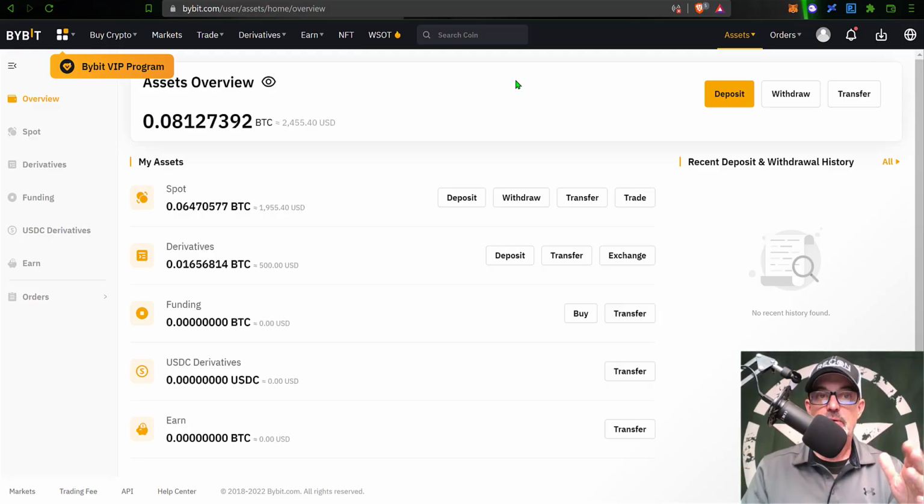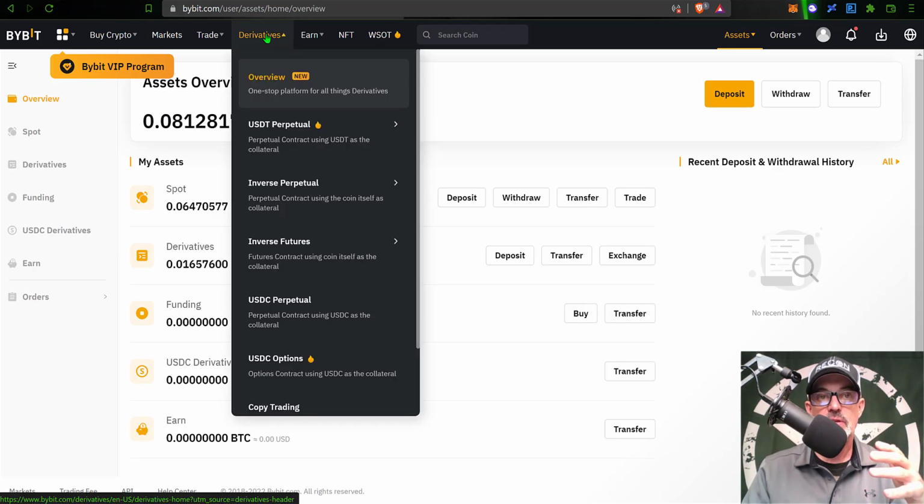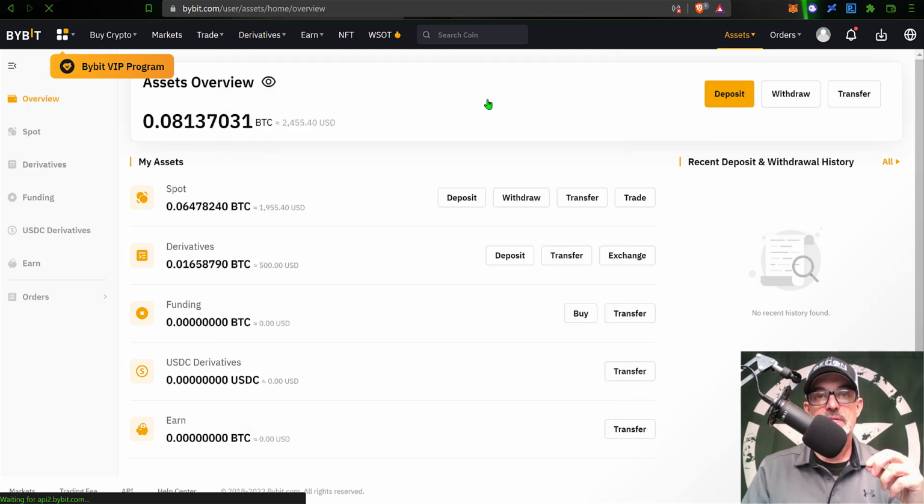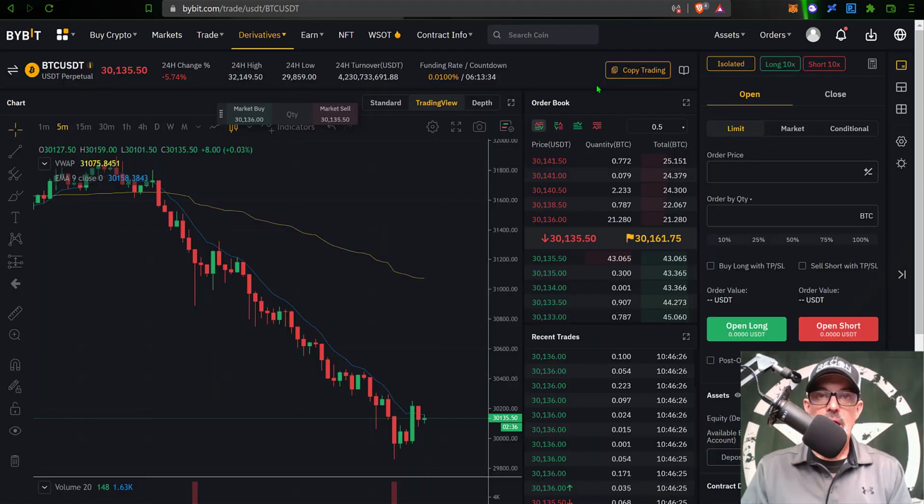So with that all being said, if we jump back over here to my BYBIT account, I will basically be trading the derivatives on the BYBIT exchange, and I will primarily be trading USDT perpetual contracts. The main two I really will be trading in the beginning anyway will be BTC and ETH. And so if we just click on BTC USDT, that will bring me over here to the trading platform for BYBIT, and in this case BTC USDT perpetual contracts.